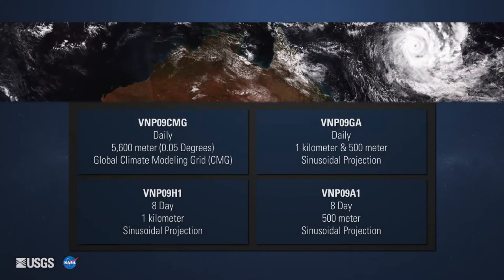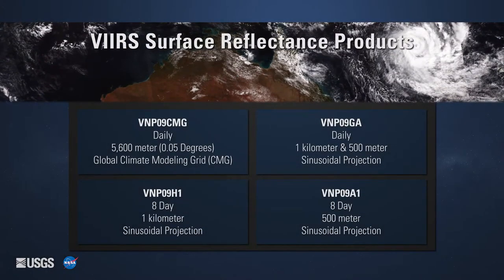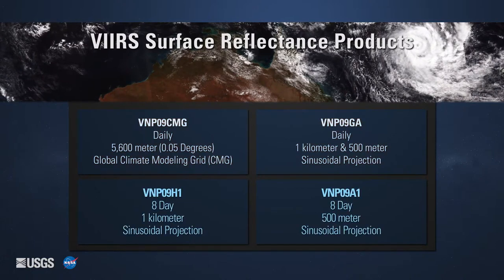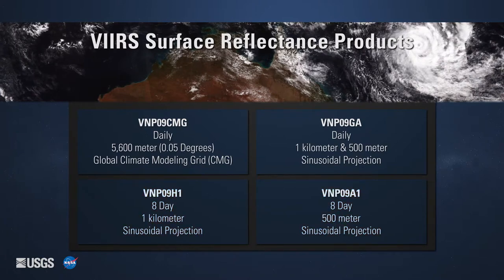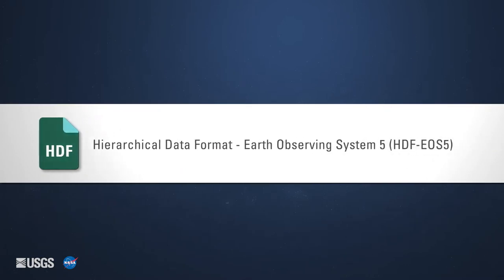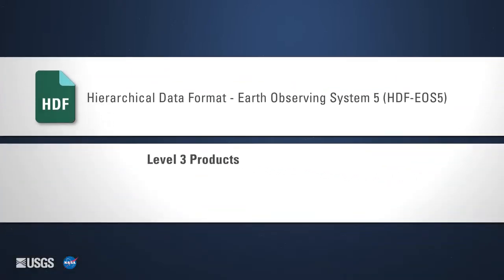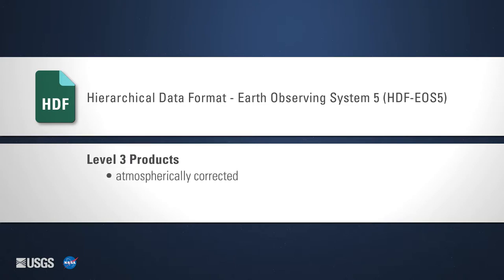The LP DAAC distributes 4 different types of VIIRS surface reflectance products. These include 2 daily VIIRS surface reflectance products and 2 8-day surface reflectance products. All data distributed by the LP DAAC are available for download at no charge. VIIRS data are distributed as Hierarchical Data Format Earth Observing System 5, or HDF-EOS5, products. The VIIRS surface reflectance products are level 3 products, meaning they have been atmospherically corrected, gridded into a map projection, and temporally composited.